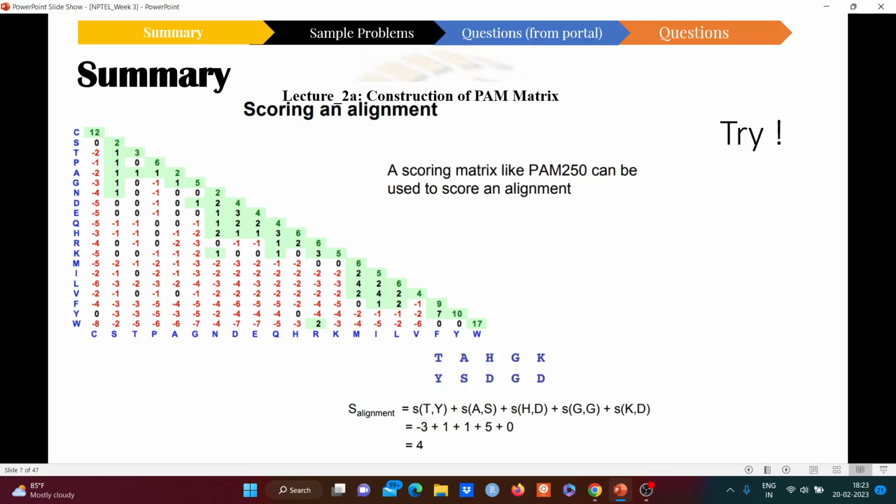So these have been taken based on substitutions that are observed in the given alignment. The next step is to find out the score for each pair in the alignment, then sum up to get the final score.